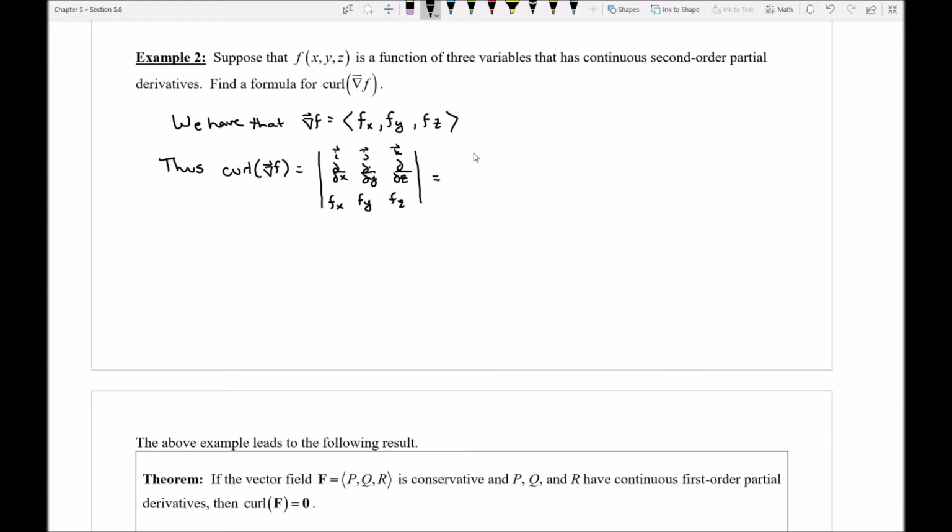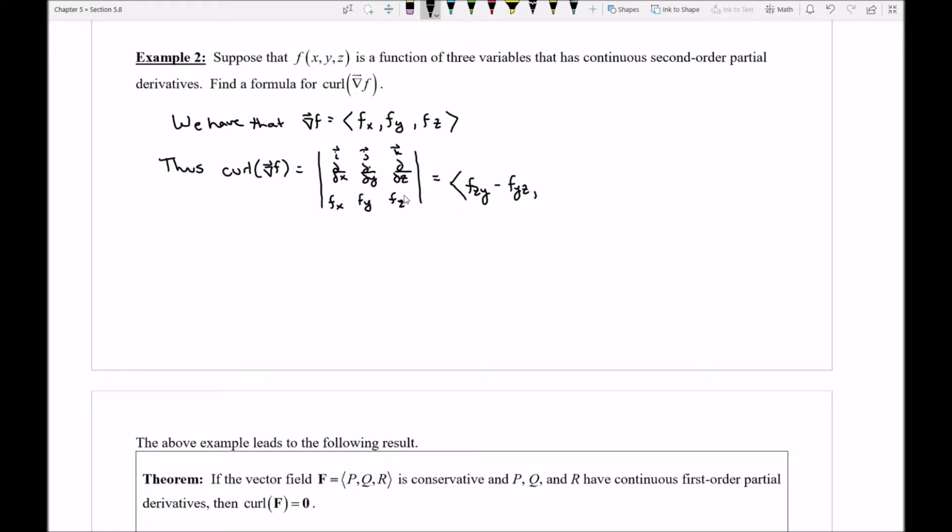So let's see. This is going to turn into something like the following. Starting here, I'm going to have a partial with respect to y of this partial of f with respect to z. Notice what that means is that if I've already taken a partial of f with respect to z here, I'm doing a second derivative but with respect to y. And so this is going to create a mixed partial of f, z, then y. If I subtract from that, I'm going to have here an f, y, z.